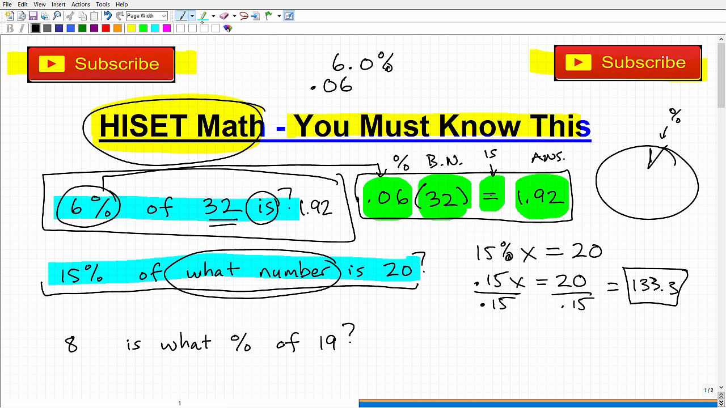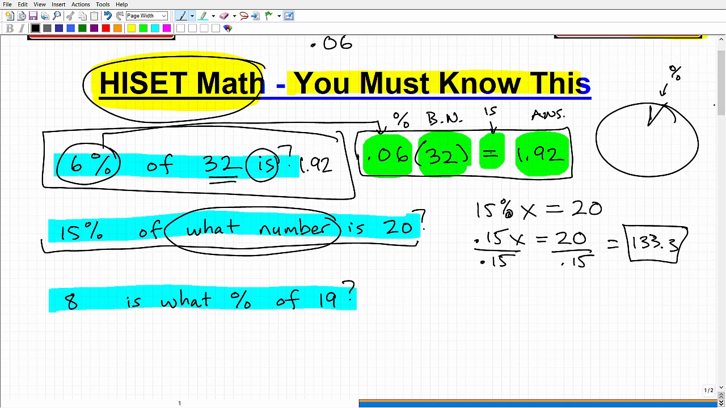Now the third type of problem is very much like the second problem, but it's a tiny little bit more difficult to interpret. I'm going to write out the problem, then I'm going to write out the equation, and then I'll explain it.